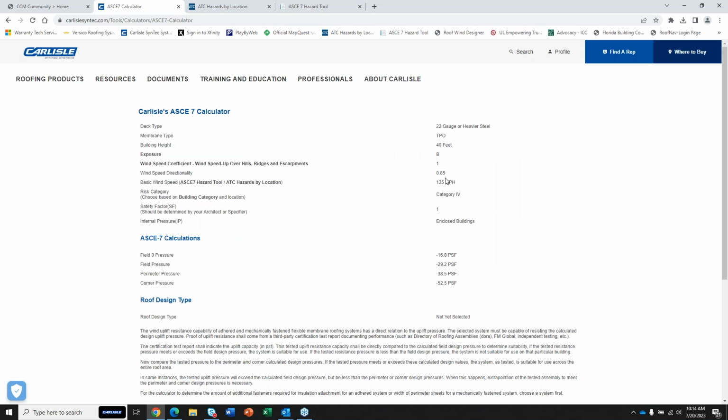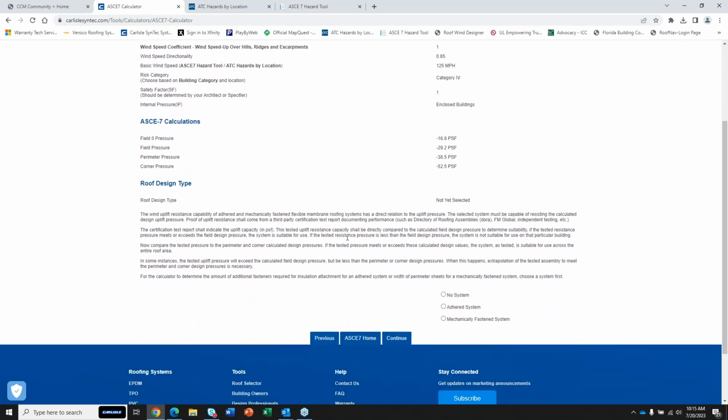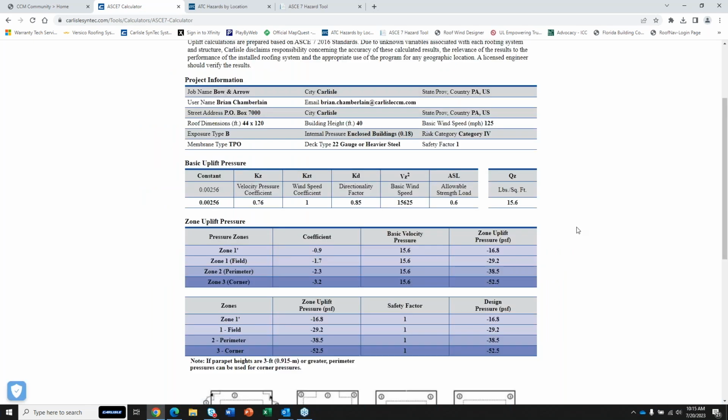It basically gives you all the information that you're looking for that you plugged in, along with all the pressures that we need to meet or exceed. Now at the bottom, we do have what's referred to as no system, adhered system, and mechanically fastened system. No system is basically the document is printed without any reference to a system being used. This is what it would look like.